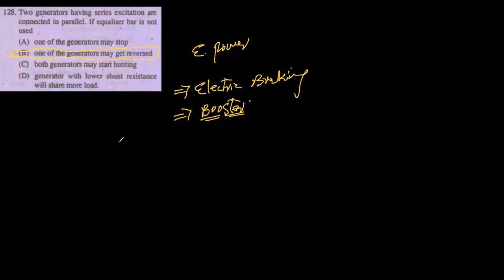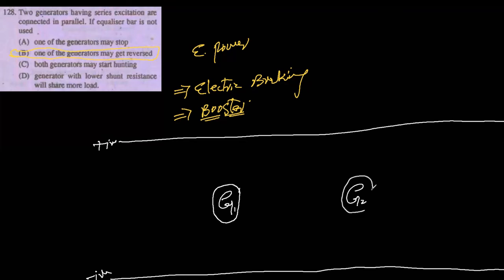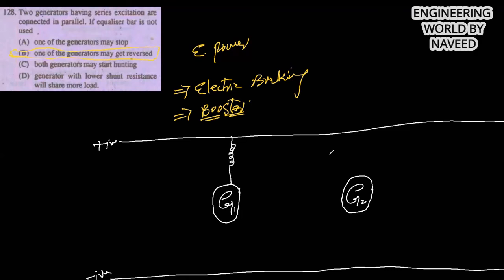So let's say this is your positive bus bar, this is your negative bus bar, and let's say this is your generator G1, this is your generator G2, and this is the winding of generator G1, this is the winding of generator G2.